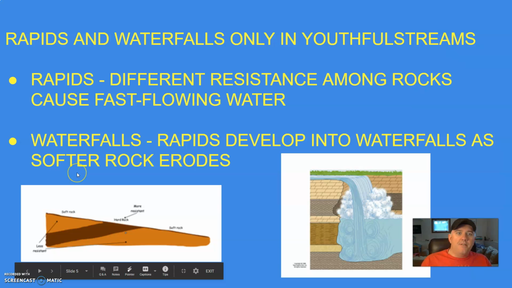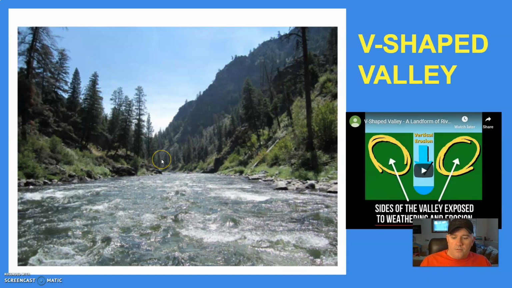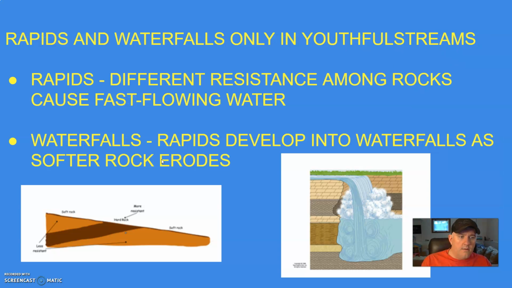We can see rapids and waterfalls in youthful streams. Rapids are a result of differences in the resistances in the rocks and big boulders not moving and not eroding out of the way. Waterfalls, here we have a development of a waterfall.